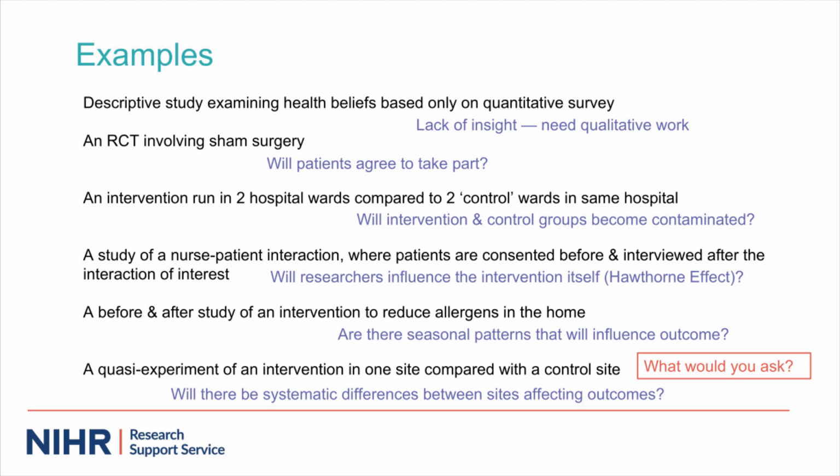Before and after study of an intervention to reduce allergens in the home, the reviewer might ask, are there seasonal patterns that will influence the outcome? And a quasi-experiment of an intervention in one site compared with a control site, what would you ask? I mean, the biggie would be, are there systematic differences between the sites affecting outcomes? In fact, it's exceedingly difficult, for example, to match hospital wards, even if they're within the same hospital, then you run the risk of contamination. So there are lots of swings and roundabouts when it comes to study design that need to be considered.